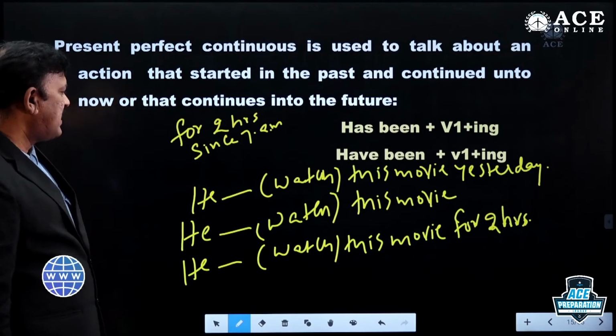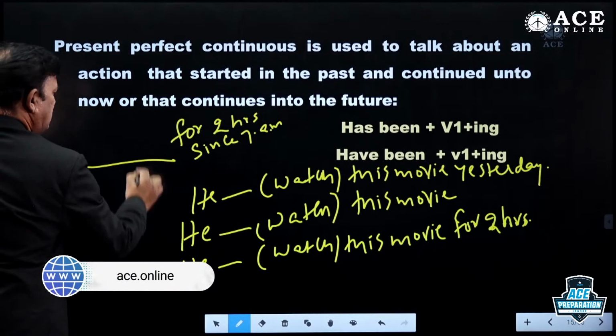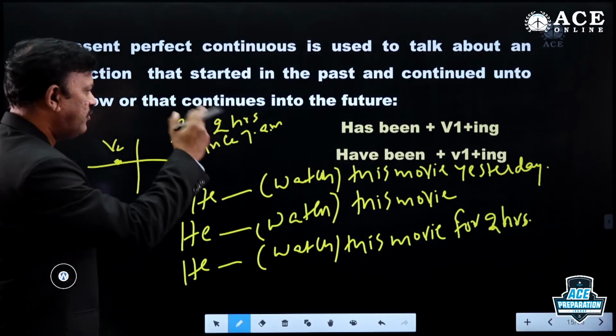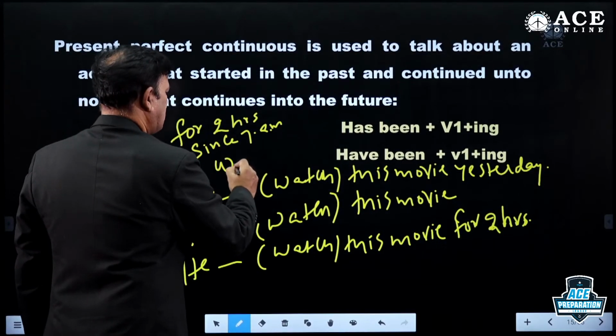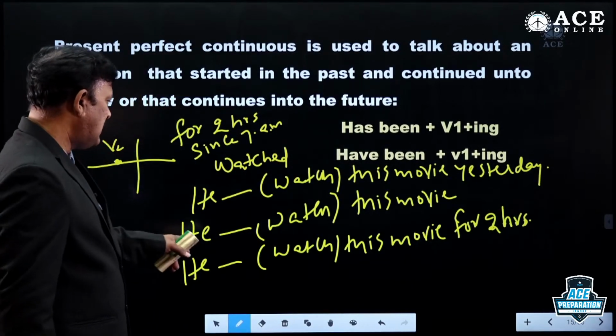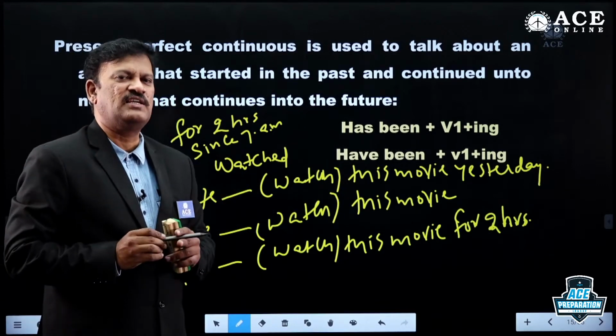Look at the first one. He watched this movie yesterday. Where is the time indicator? Yesterday. V2 form. Only one action, yesterday. Watched. Straight away, no confusion. He watched this movie. Remember the examination point of view, guys.